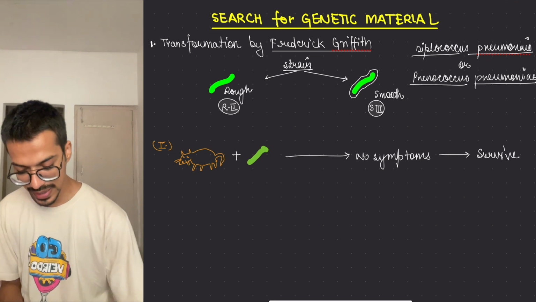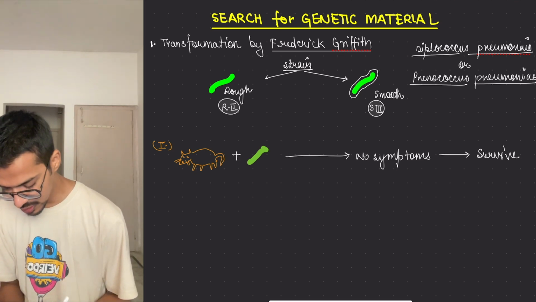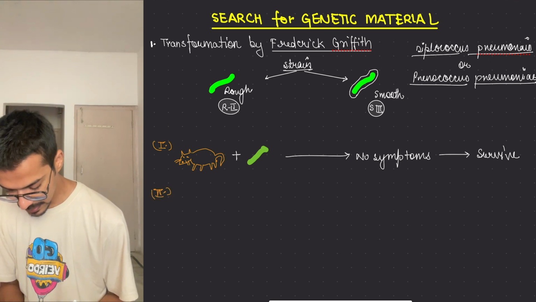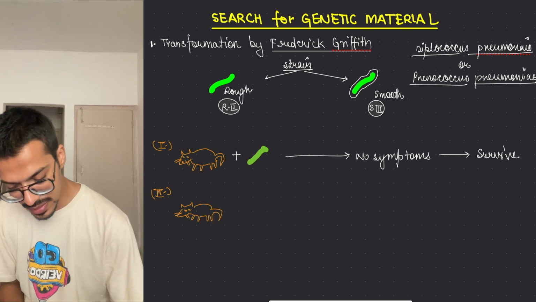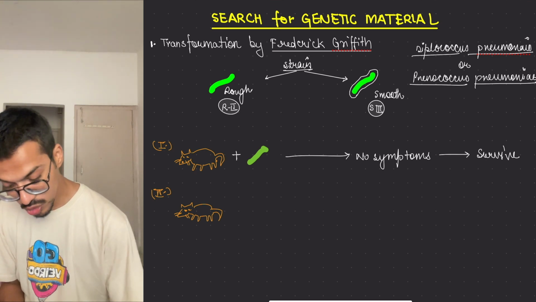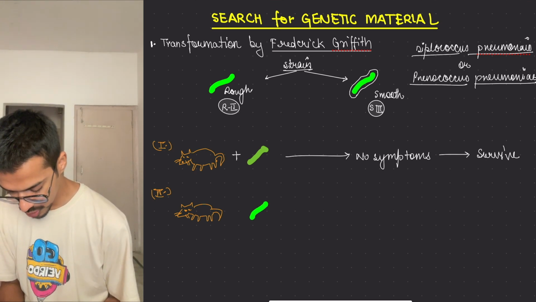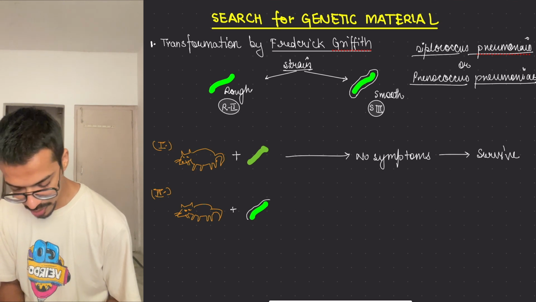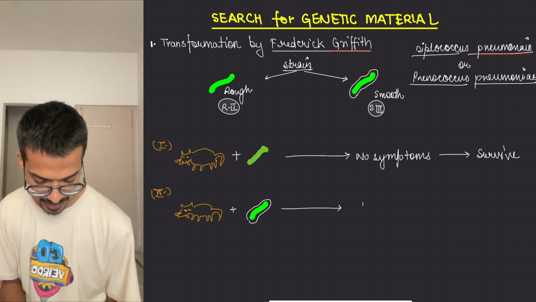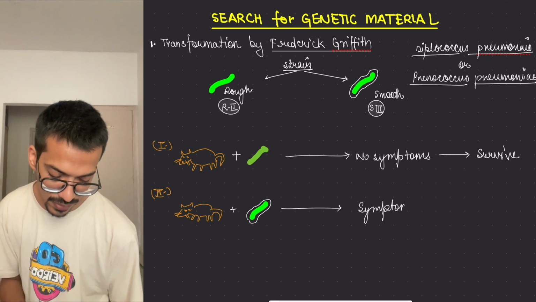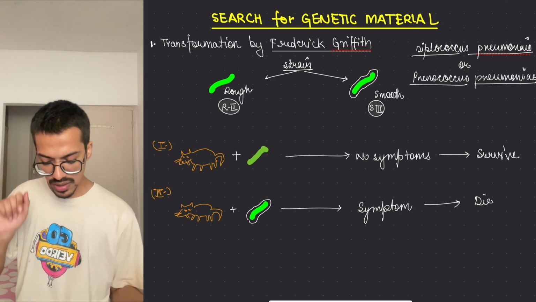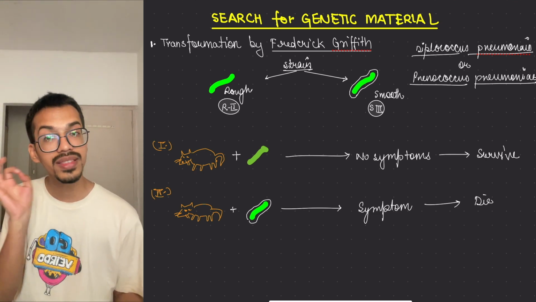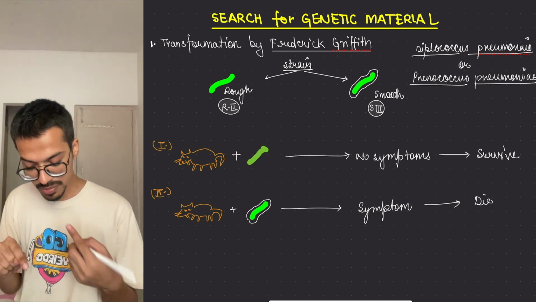Okay, now the second case. In the second case, what did I do? I took the mice, and this time I put the smooth one in its body. Now everyone knows what will happen when the smooth one goes in. The smooth one will not be detected. Symptoms will come, meaning it will get pneumonia-like symptoms and it will die, because I'm not giving any medicine. I am doing the experiment. So I learned that there is one strain which has just one thing different: the outer coat, which is giving it a specific category.